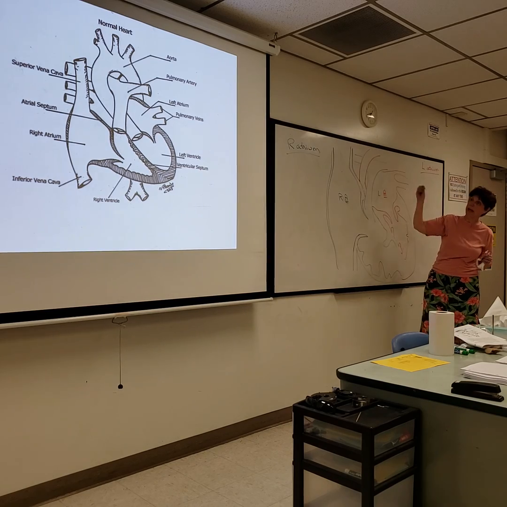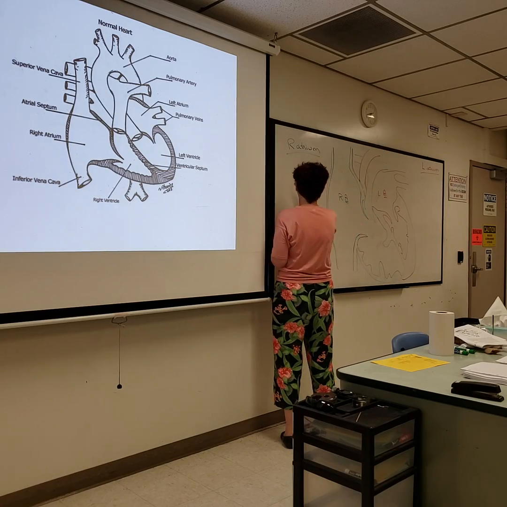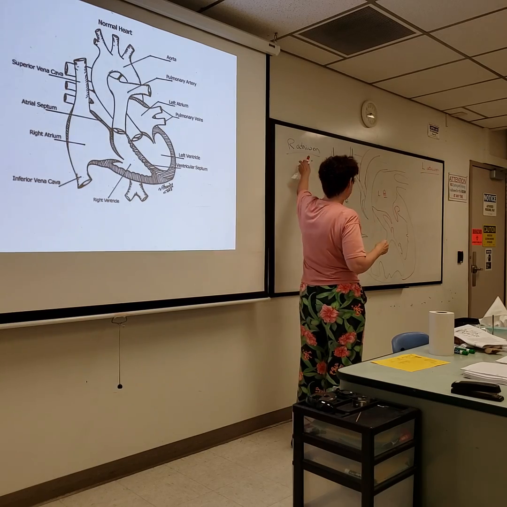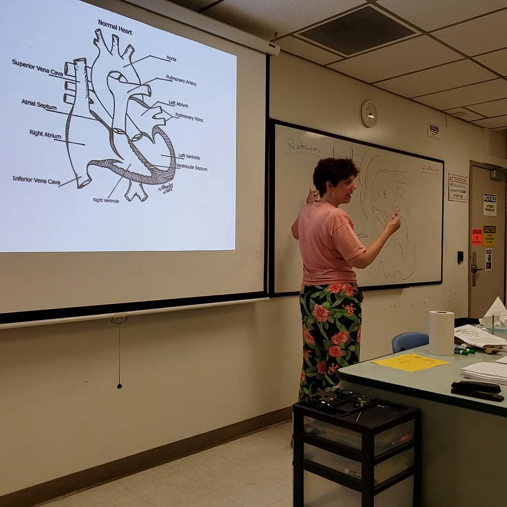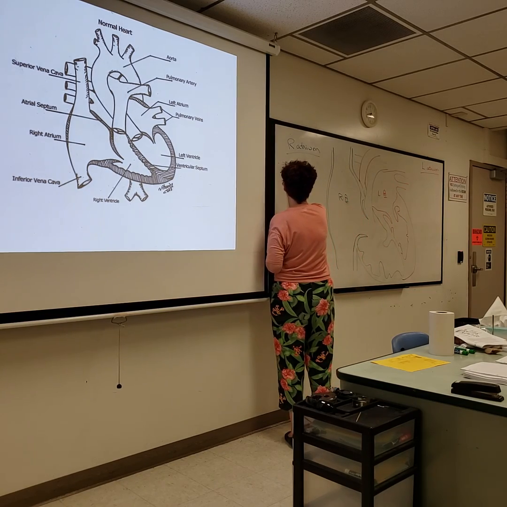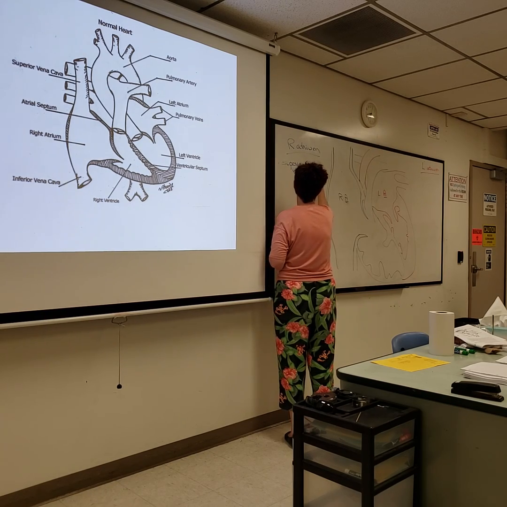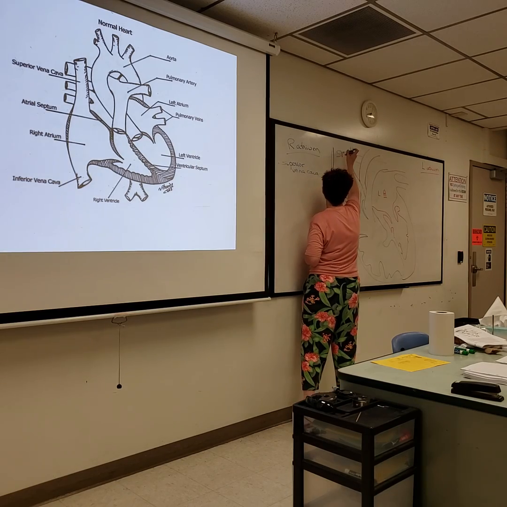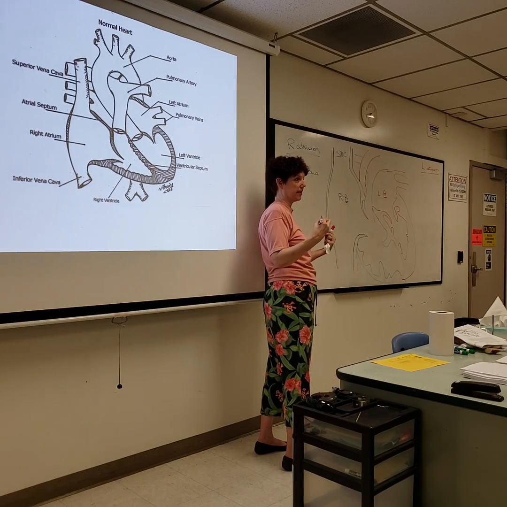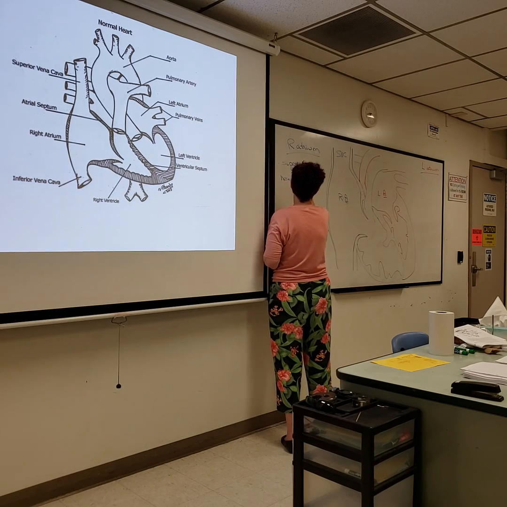So let's look at the right atrium first. The right atrium, again, both of these are receiving chambers, all right? So this is going to receive blood, and it's receiving deoxygenated blood, all right? So it's receiving blood that has passed through capillaries of tissues. It's receiving blood from the superior vena cava. And this is going to be from the head, upper limbs, and chest, okay?